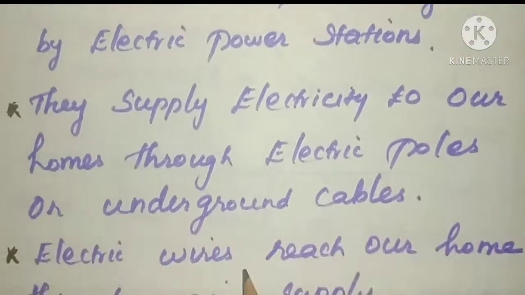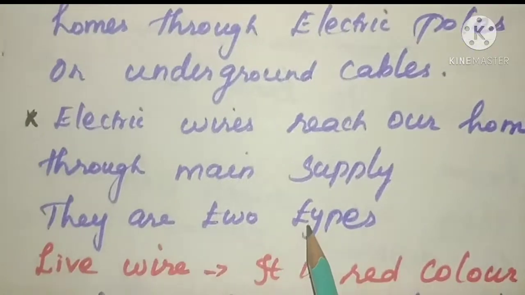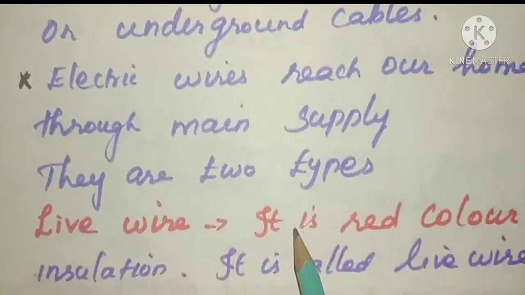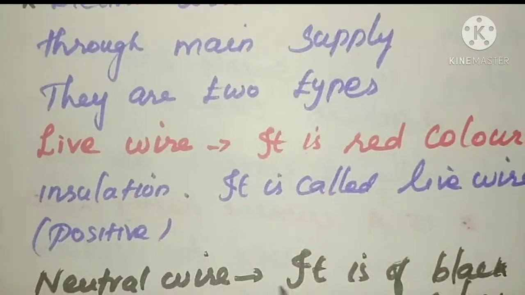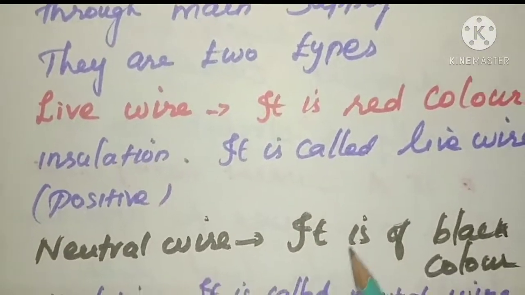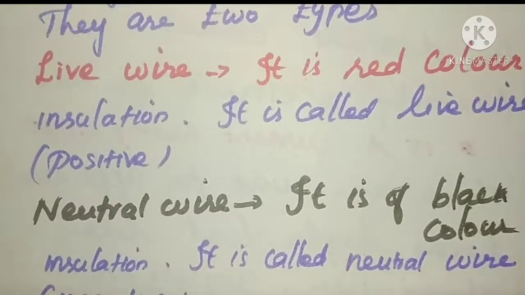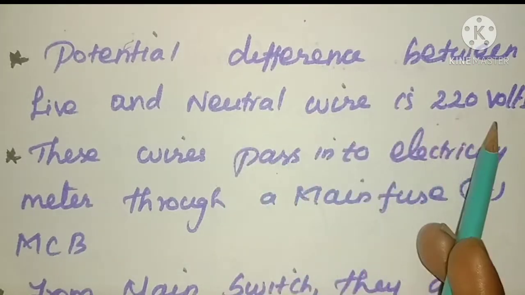Then the electric wires reach our home through the main supply. After that, there are two types of wires. The live wire has red color insulation and is taken as positive. The neutral wire has black color insulation and is negative. The potential difference between the live and neutral wire is 220 volt.